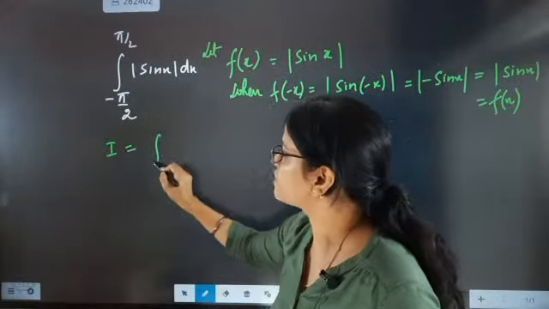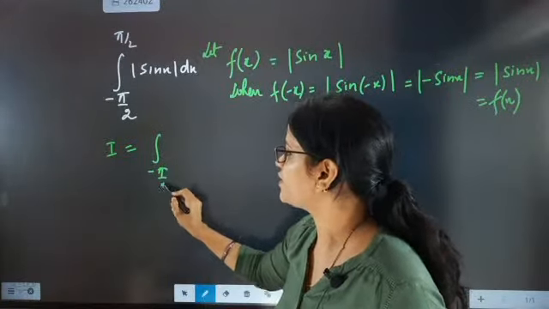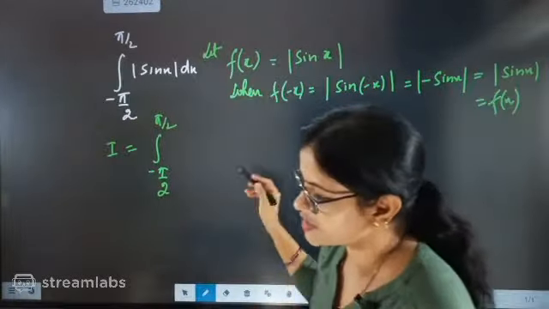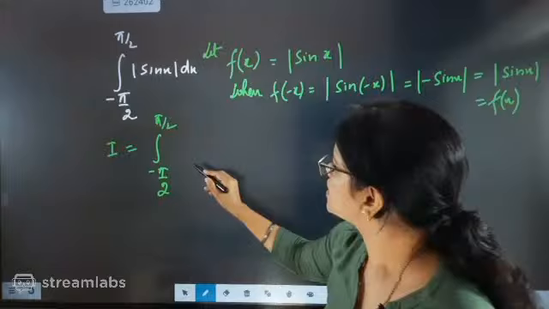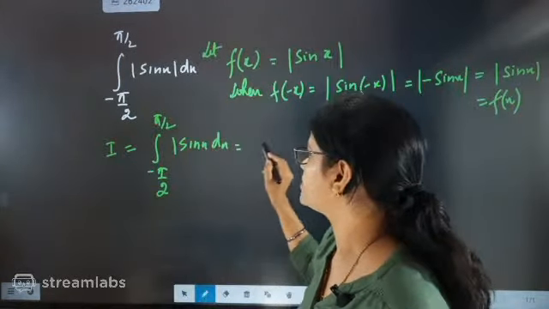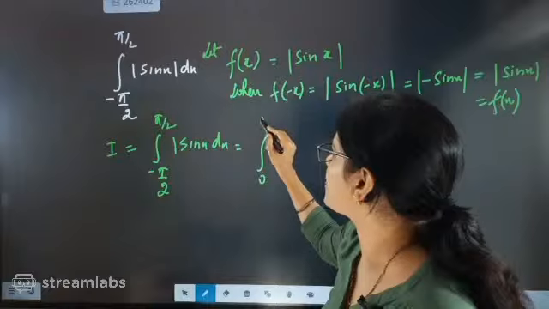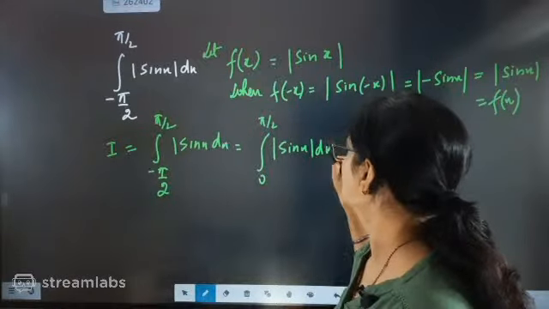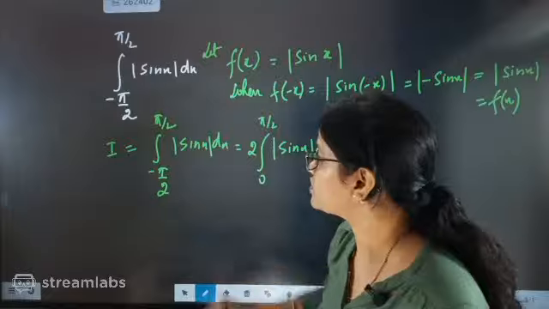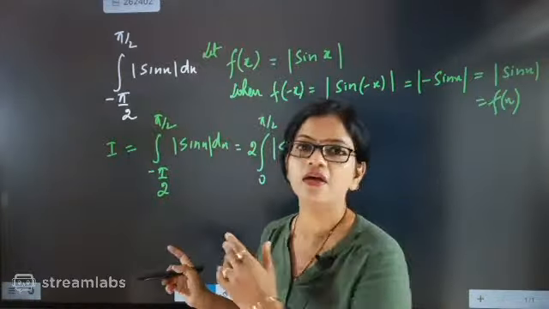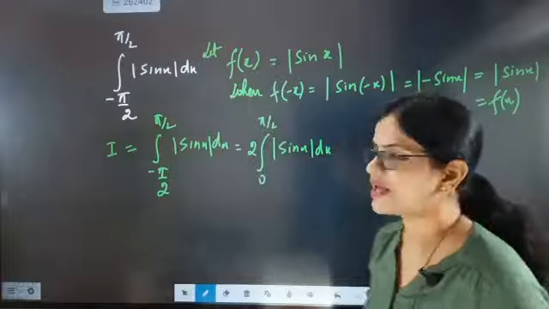So I equals the integral from minus pi by 2 to pi by 2 of modulus of sin x dx. Since it is an even function, we write it as 2 times the integral from 0 to pi by 2 of modulus of sin x dx. Because of property number 9, we can directly write that.